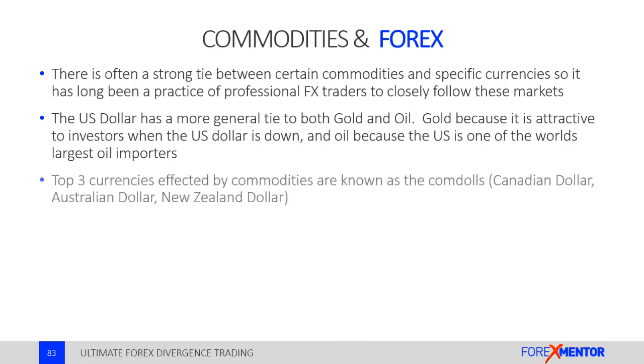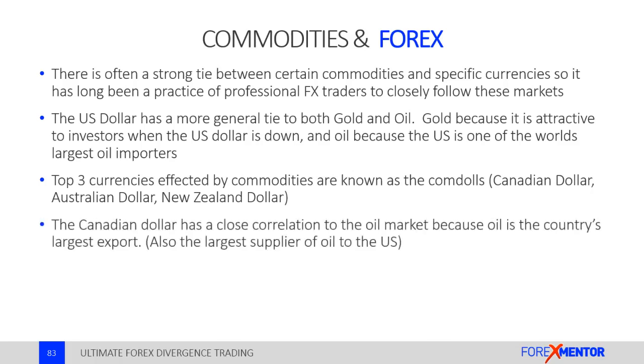Now, the top three currencies affected by commodities are known as the COMDOLs: the Canadian dollar, the Australian dollar, and the New Zealand dollar. The Canadian dollar has a close correlation to the oil market because oil is the country's largest export. They are also the largest supplier of oil to the United States.